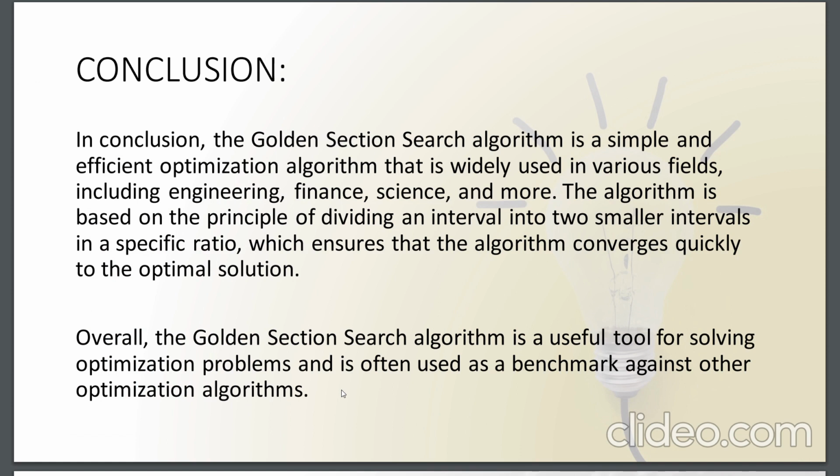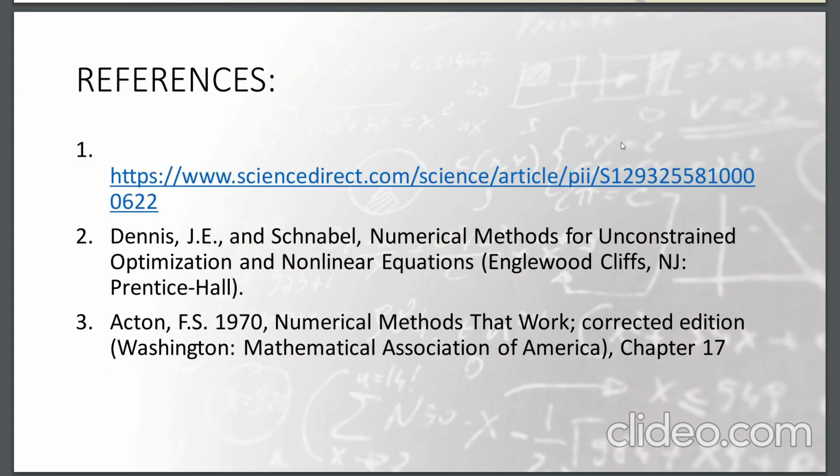And coming to the conclusion, the golden section algorithm is a simple and efficient optimization method that is widely used in various fields including engineering, finance, science, and more. The algorithm is based on the principle of dividing the interval into two smaller intervals in a specific ratio, that is the golden ratio, which ensures the algorithm converges quickly. Overall, the golden section algorithm is useful for solving optimization problems. And these are the references.